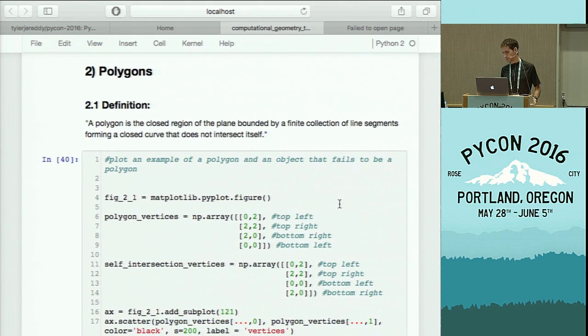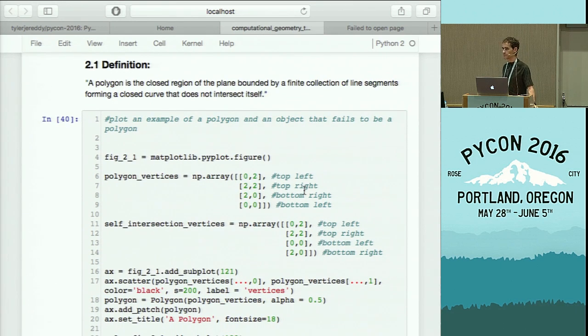So I'm going to start off with polygons. And I think polygons fall into the category of things that you know when you see them. But believe it or not, there's a bit of controversy about the formal definition of a polygon. The one provided in this textbook is effectively, a closed region of the plane bounded by a finite collection of line segments, forming a closed curve that does not intersect itself. So just going to the end of the definition, this is really important, that it doesn't intersect itself.